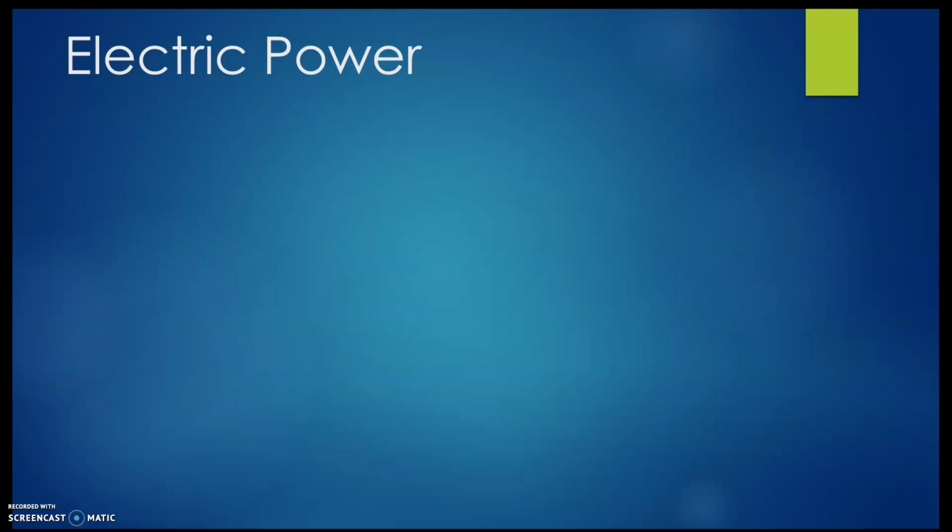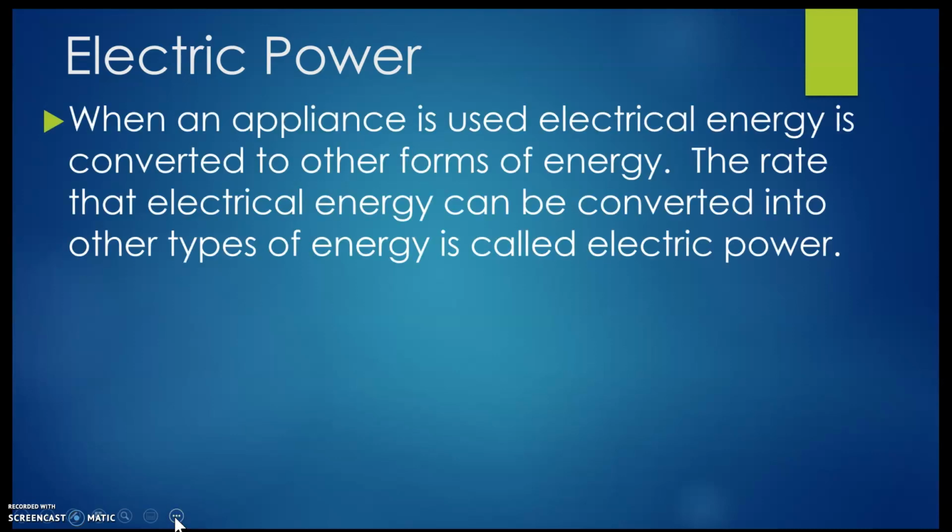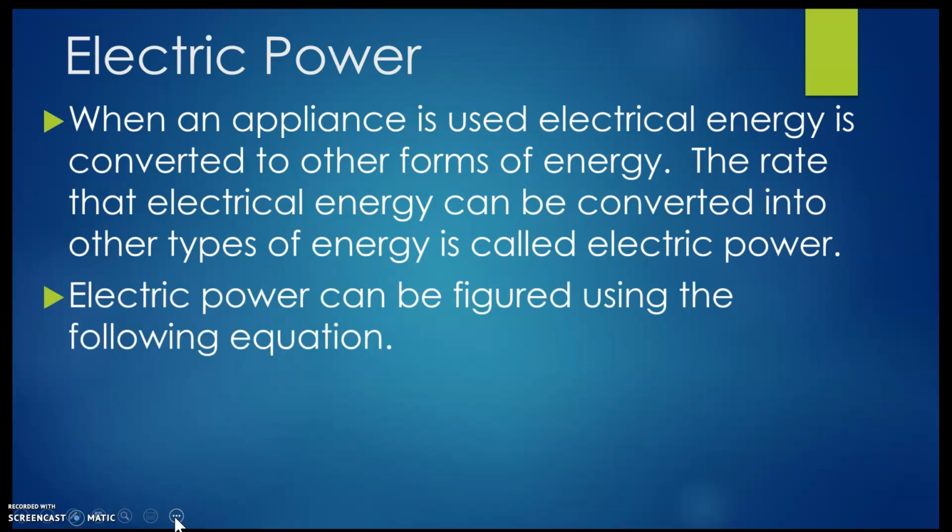Okay, so electric power is the last thing that we want to talk about in dealing with electricity. When an appliance is used, electrical energy is converted into other forms of energy. The rate, or how fast that electrical energy can be converted into other types of energy, is called electric power. Now, the appliances that are used to convert this electrical energy into other forms of energy are examples of the resistors that we looked at when we talked about electric circuits.